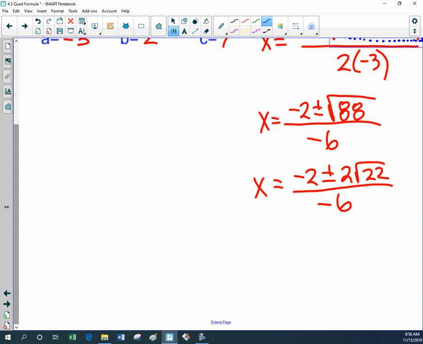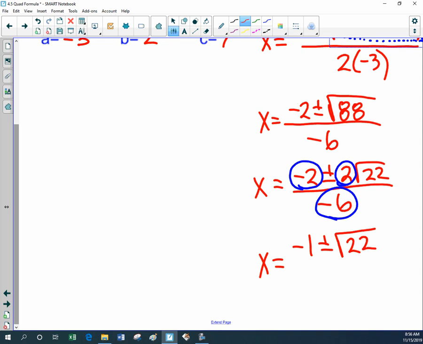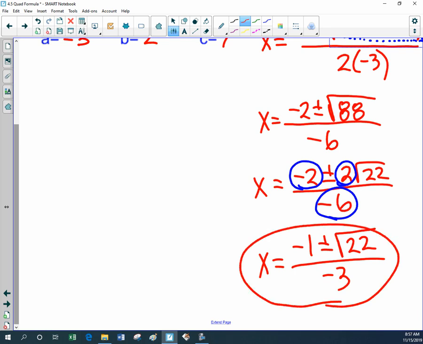Okay, now look at these three numbers here and see if they can be reduced. They're all divisible by what number? 2. So I reduce it by 2, and I get negative 1 plus or minus 1 square root of 22 all over negative 3. Okay, and that's our solution.